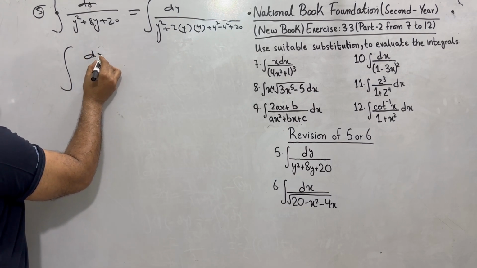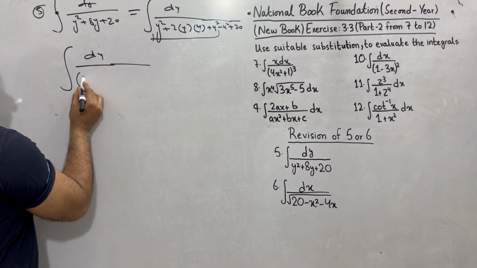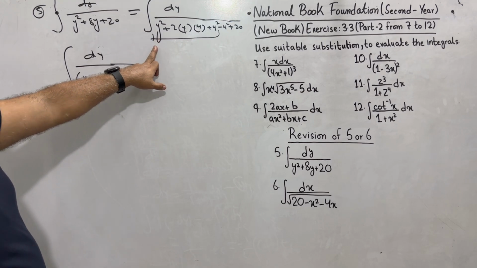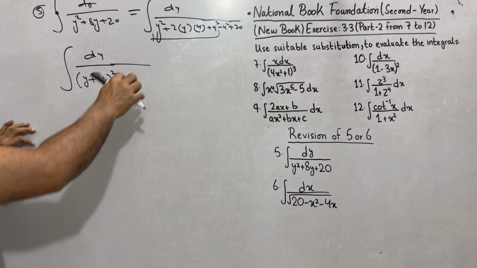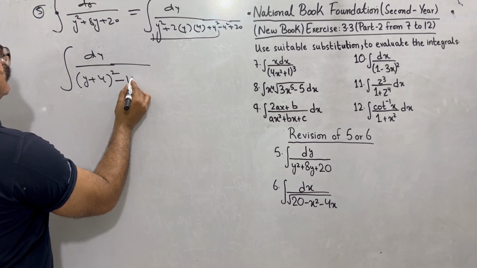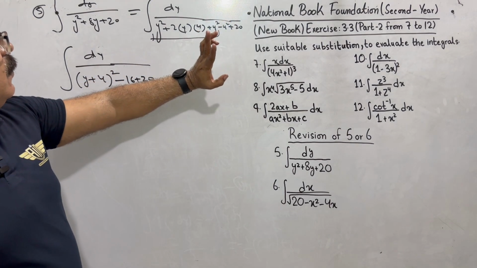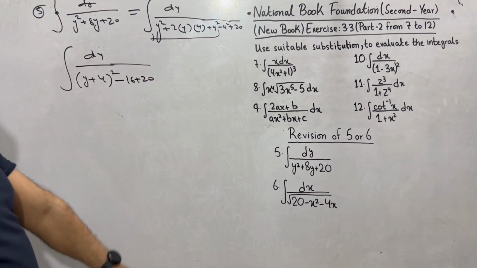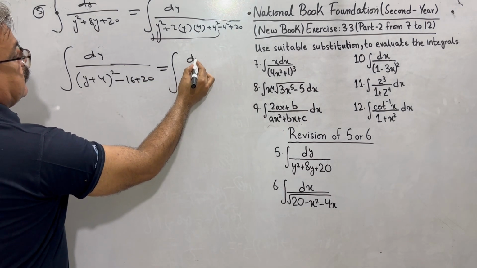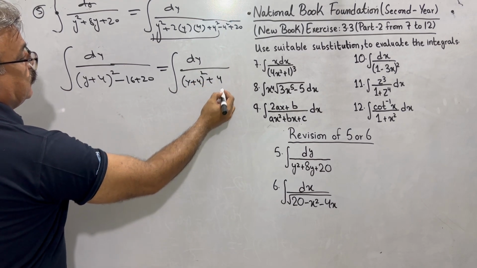We have dy over, now by the perfect square formula, y plus 4 whole square. Take the first one and the third one, sign of the middle one. What remains here? Minus 16 plus 4. Let me clarify the situation. This square power belongs to 4 only, not negative. Minus 16 plus 20 becomes dy over y plus 4 whole square plus 4.